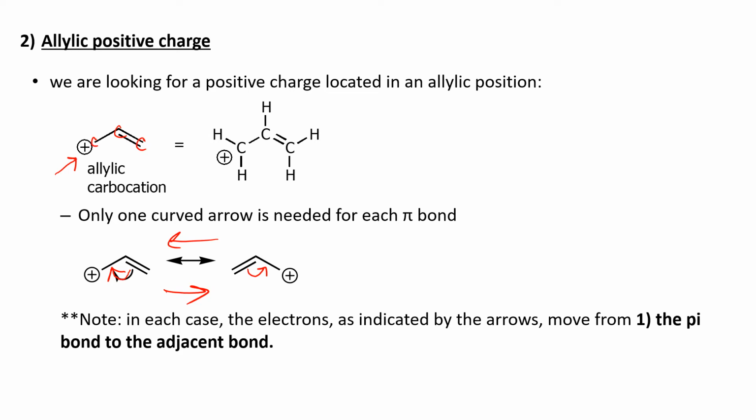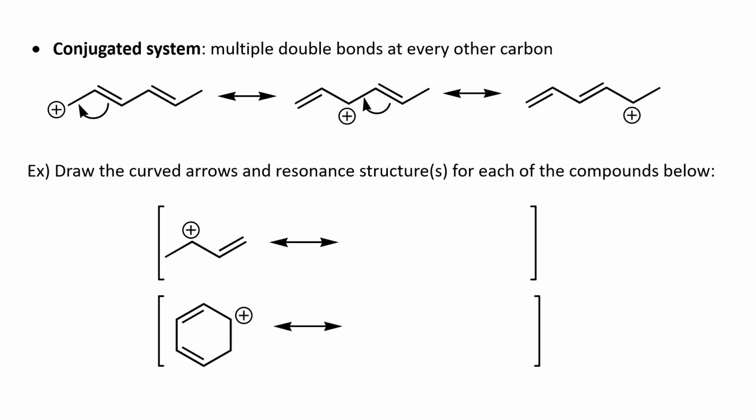So in each case, the electrons move from the pi bond to the adjacent bond. This pattern is always bond to bond, and you need one arrow for each allylic positive charge. All right, so a conjugated system is simply any molecule that has multiple double bonds at every other carbon, so alternating single and double bonds.